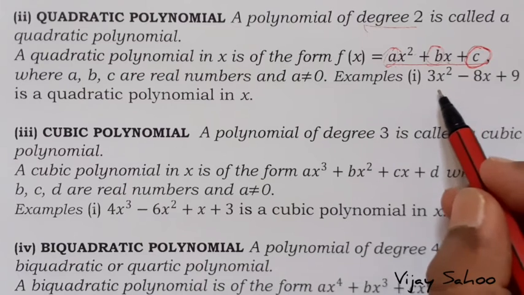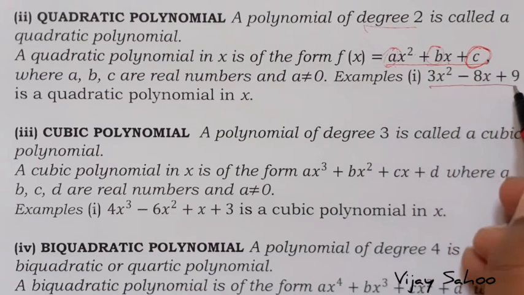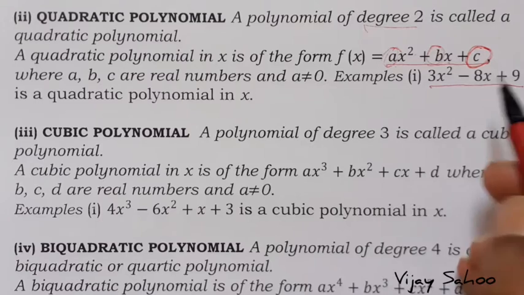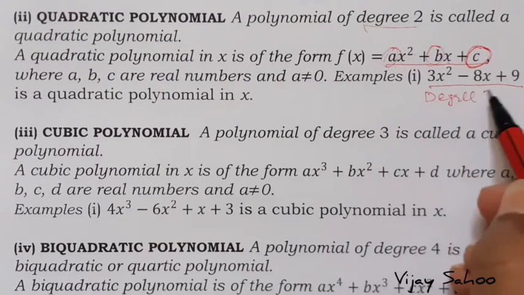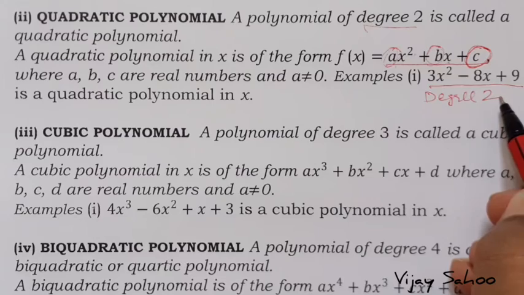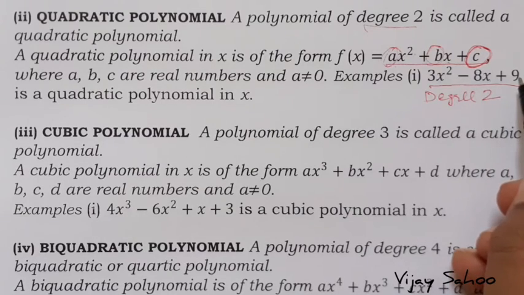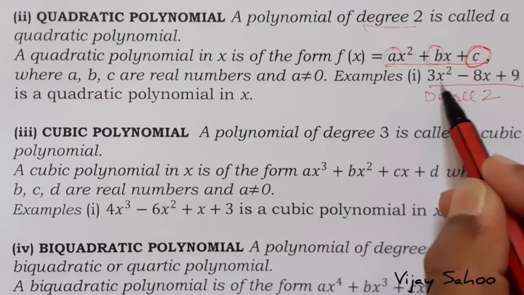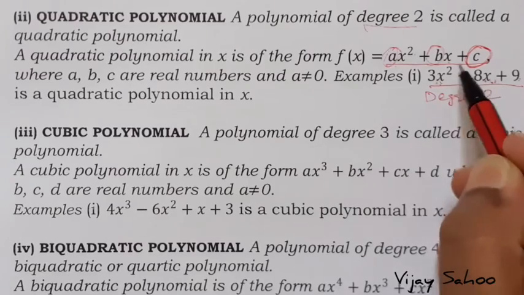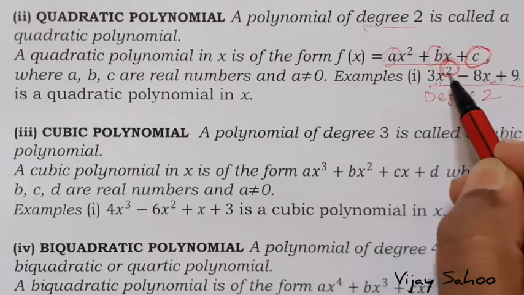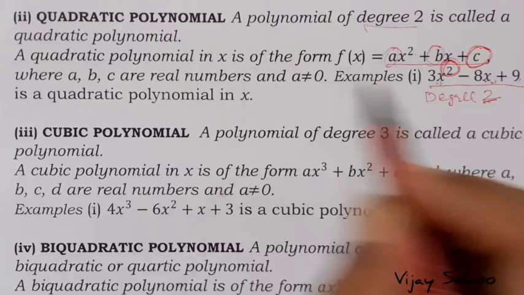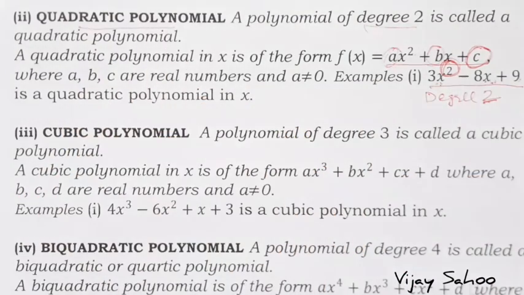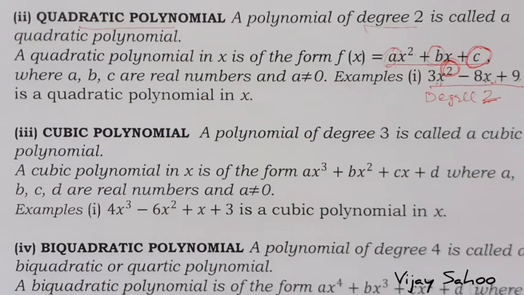And we'll see one example, 3x square minus 8x plus 9. It is a quadratic polynomial because the degree of the equation is 2. How will we identify degree? We'll see the highest power of the variable. Variable what? x. So here the variable is x. The highest power is 2, so we'll consider degree is 2. Therefore it is a quadratic polynomial.